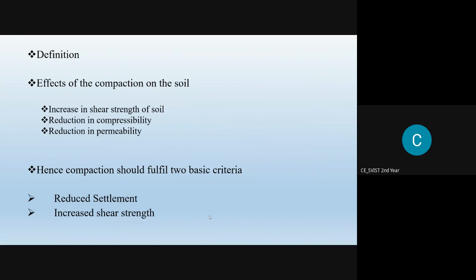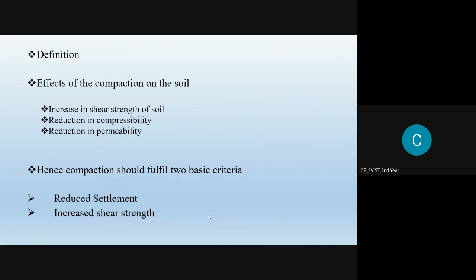Let's see its definition. Compaction can be defined as a process by which its unit weight is increased by application of mechanical energy, and its void ratio is reduced. So compaction is a process of increasing the unit weight of the soil mass by reducing its air voids by applying mechanical energy. Okay, clear?